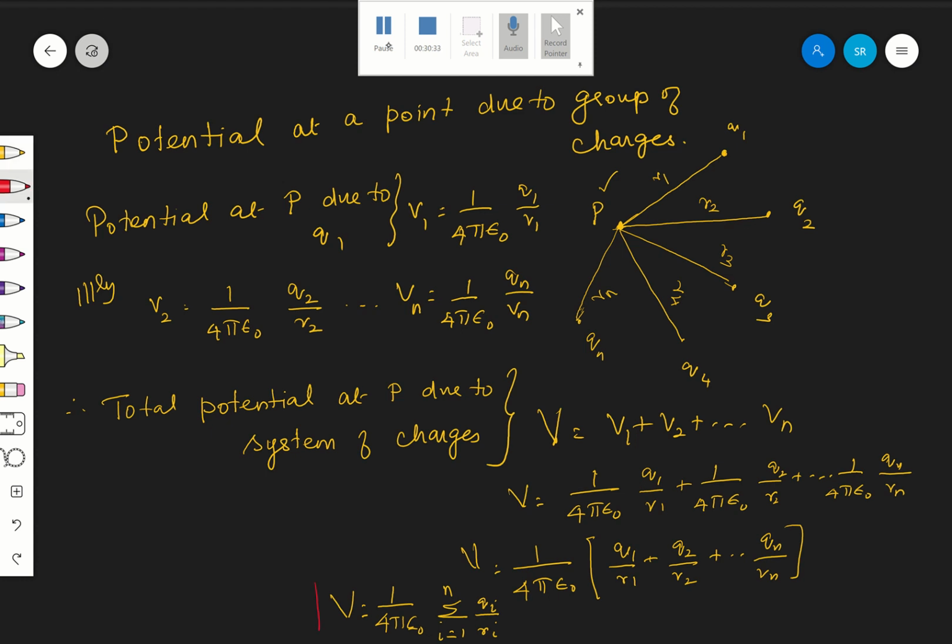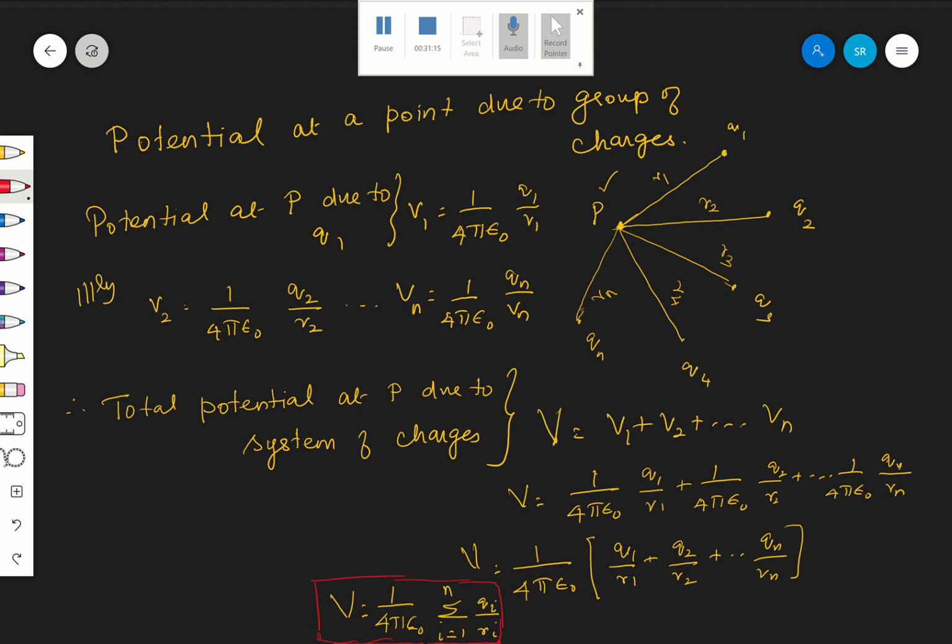Therefore, this is the final expression for electric potential at a point due to system of charges. Hope you are following. So this is about electric potential due to group of charges. Now V1 may be positive. That depends upon the charges Q1, Q2, Q3, Q4, etc. Some may be positive, some may be negative. Positive charge means potential is positive. Negative charge means potential will be negative. That you have to implement here.